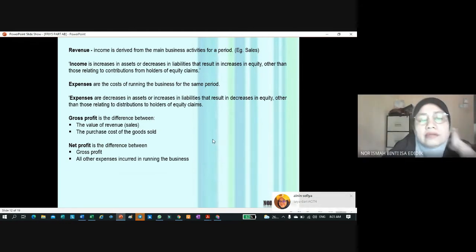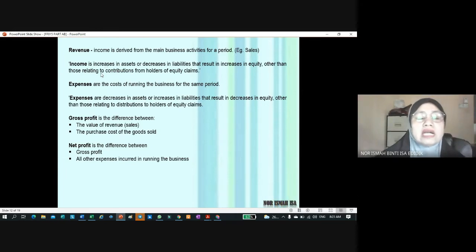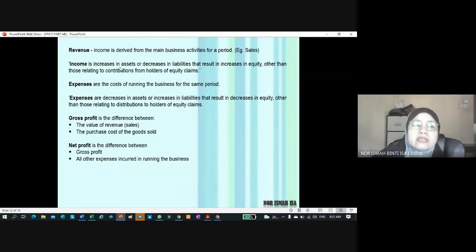Okay, so this is a definition that comes from the accounting standard. So later, in the exam it will come out, you must remember the words: increase in asset, decrease in liability, that result in an increase in equity. As for expenses, it will decrease asset, increase liability, then decrease equity, those related to distribution. This is contribution, and this is distribution to the holders of equity claims.